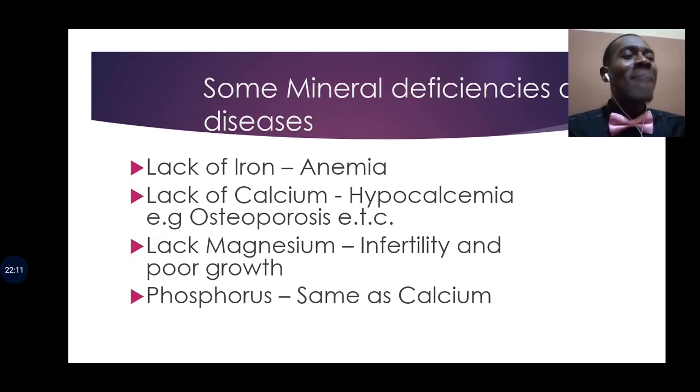The next one is lack of magnesium, which will also cause infertility and poor growth. And then we also have phosphorus. When phosphorus is lacking in the human body, it can cause almost the same symptoms as the lack of calcium. Now, these are some of the minerals that, if they are deficient in the human body, can cause all these things that you can see on your screen. And all these things are part of the diseases that some of these deficiencies can cause.